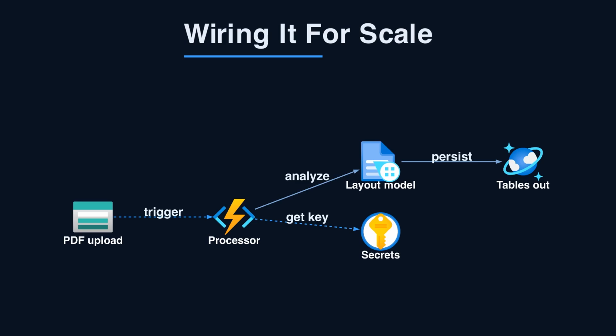Keep your endpoint key in Key Vault, never in code. This decouples ingestion from processing, lets you retry failed pages, and scales horizontally as upload volume spikes. The same shape works with container apps if your processing needs more than a function's limits.